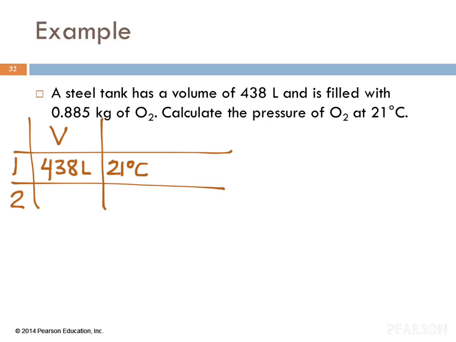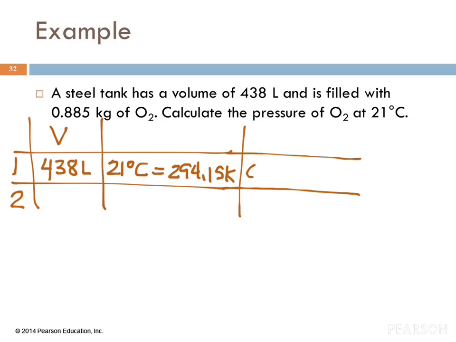What do we need to do to that? Convert to Kelvin. So that's going to be 294.15 Kelvin. And then we've got one more number. Well, I guess we're going to be forced to put that in here now. Oh, this was T, right? That's a temperature.